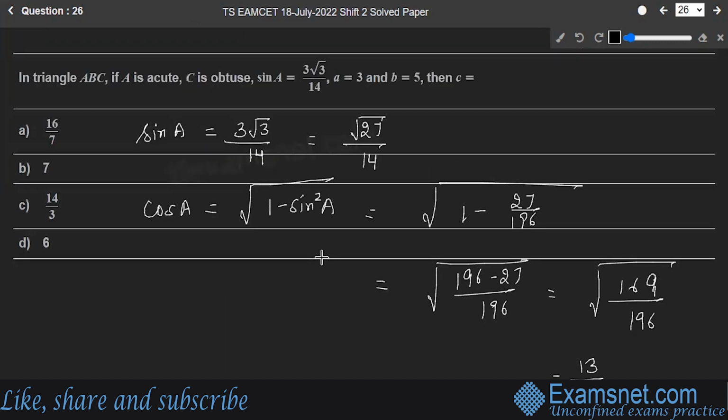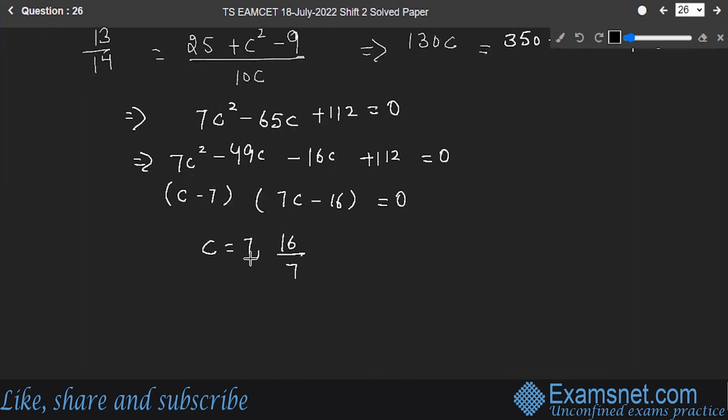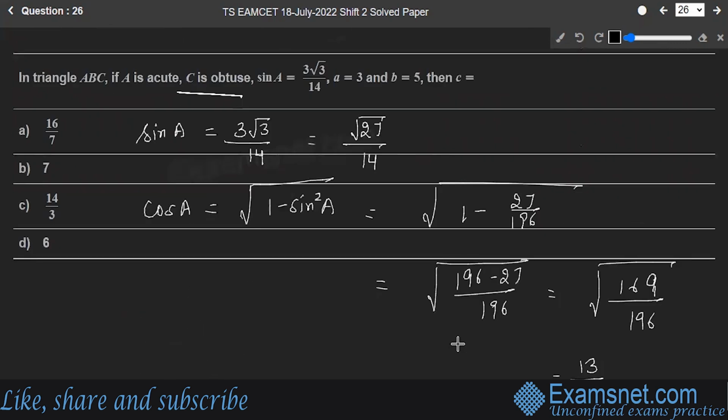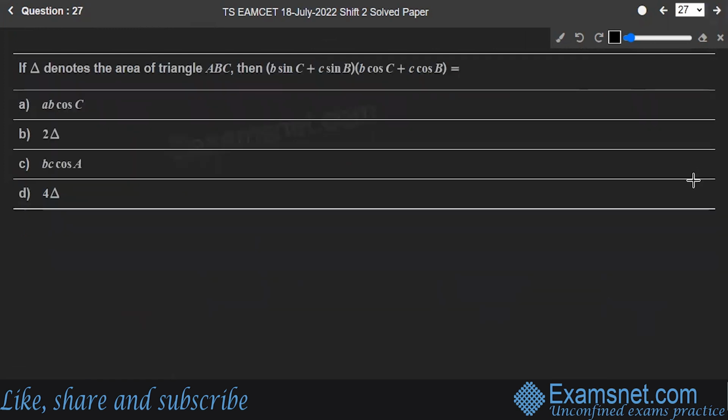Now, according to the question, C is obtuse. Because C is obtuse, that means angle C is obtuse. It's given in the question. That means c is greatest, right? Between 16 by 7 and 7, obviously c's value will be 7 because angle C is obtuse and the side opposite to the greater angle is always the greatest. That means we have c as 7. Option B is the correct answer. Hope you got that. Then let's move to the next question, number 27.